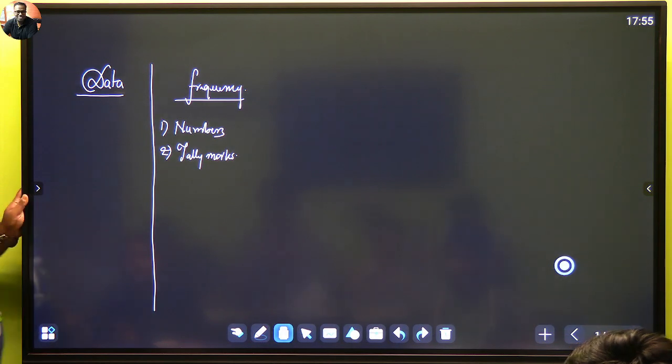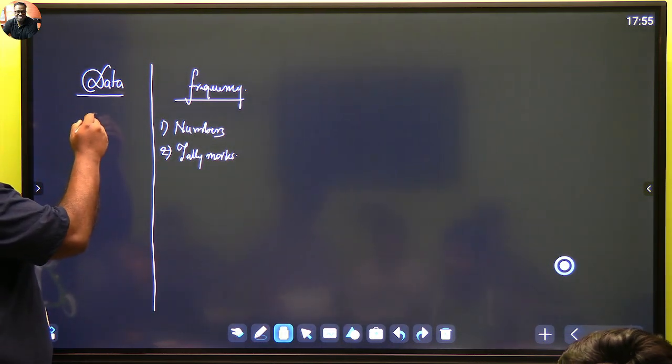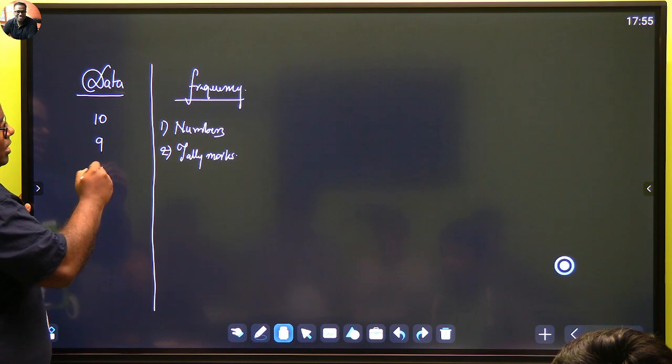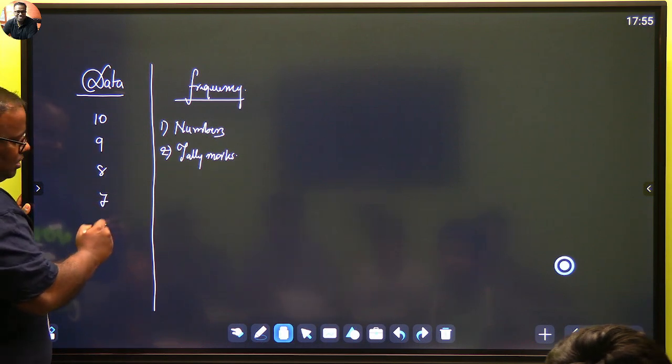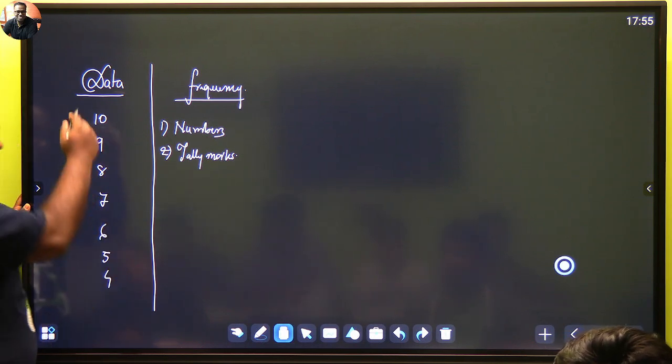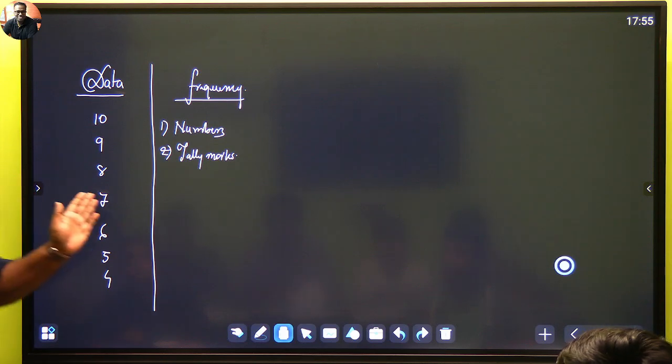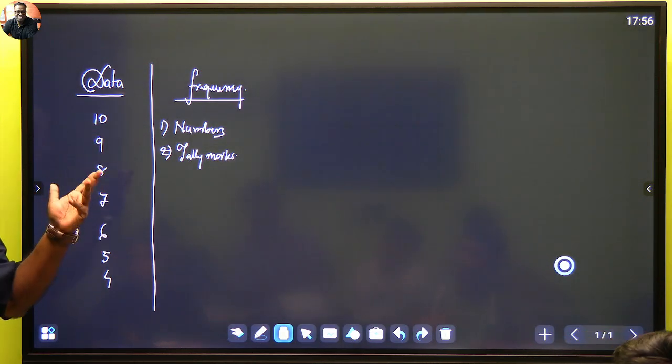And when we say data, so far the type of data you had is like the 10, the 9, the 8s, the 7, the 6, the 5, the 4. So this is data which is arranged. And it can be the score of how many children? It can be the score of 30 children also.